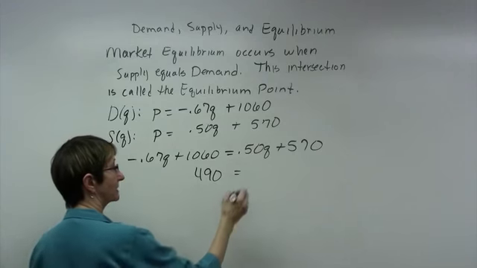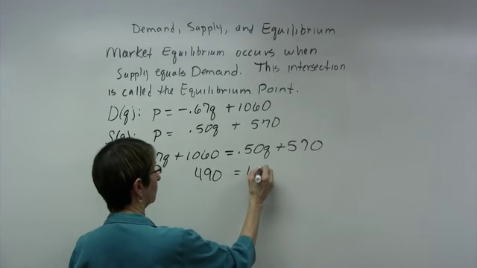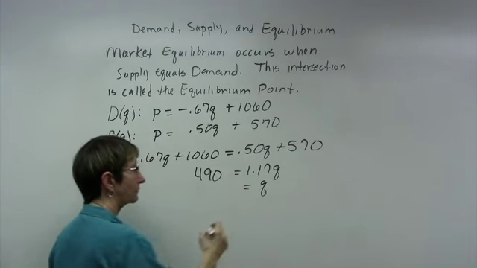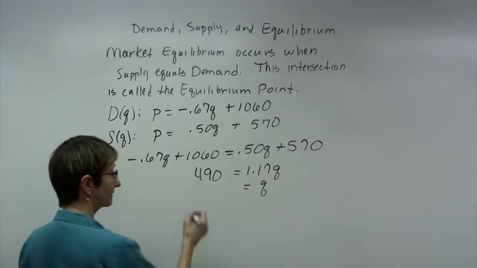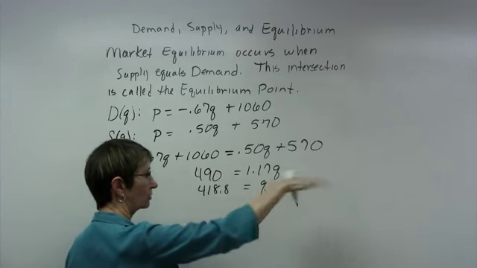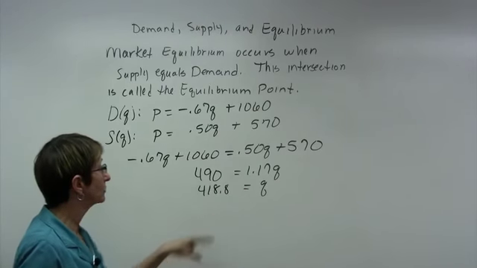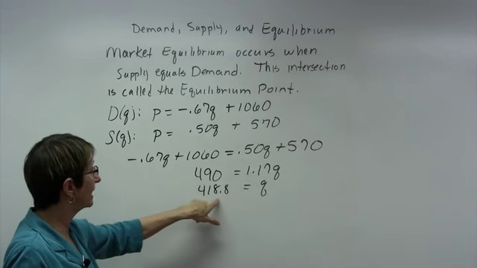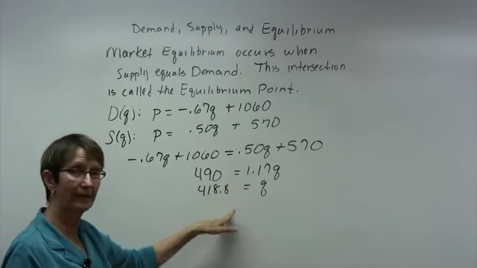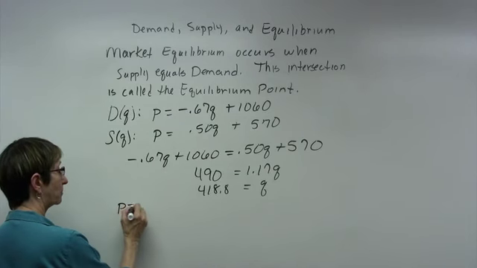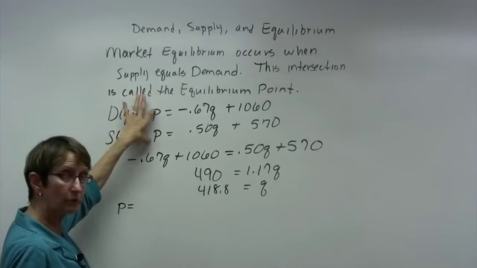So I combine my constant terms, subtract 570 from 1060, and I get 490 equals, add 0.67 to 0.50, I get 1.17 Q. When I divide 490 by 1.17, I'll get 418.80 and some other decimals. So our quantity really should be an integer, but for now, let's leave it with a 0.8 so we get a more accurate price. And you can find the price by plugging the quantity into either equation.